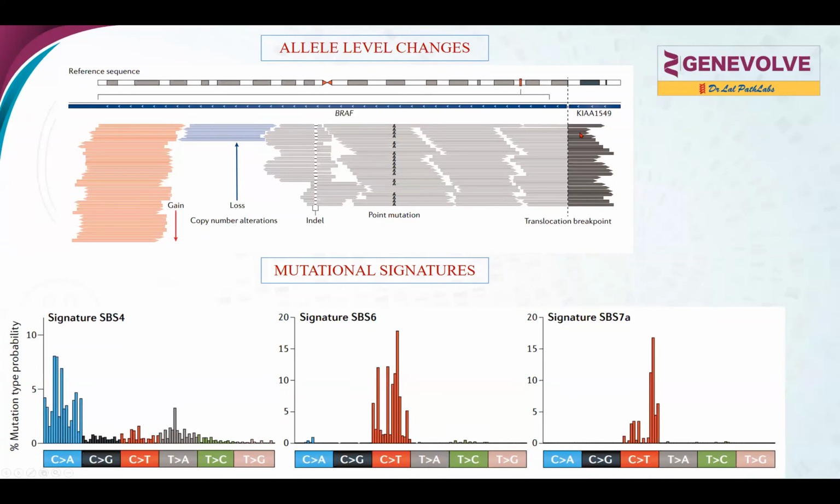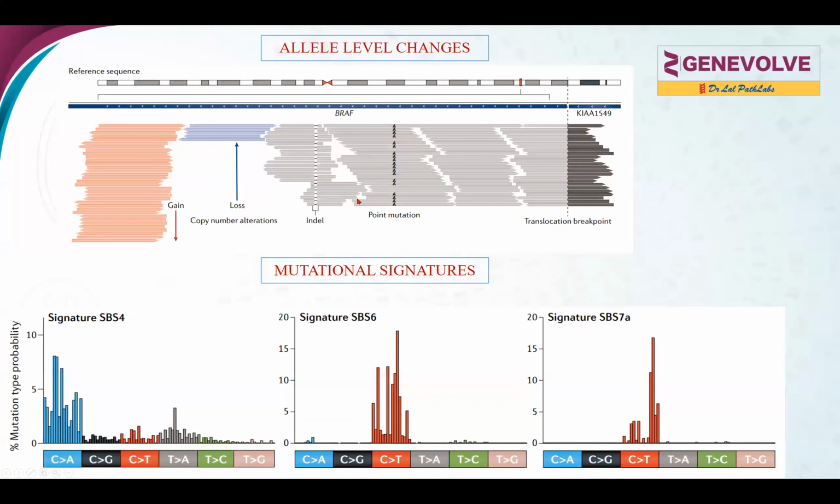If it's a BRAF gene, is it fusing with any other gene? Is there a translocation, and is there a gene fusion? So the BRAF-KIAA1549, which you usually look at in midline gliomas, that fusion can also be seen. So this visualization of the reads which you have generated by next generation sequencing is called the IGV, or the Integrative Genomics Viewer.